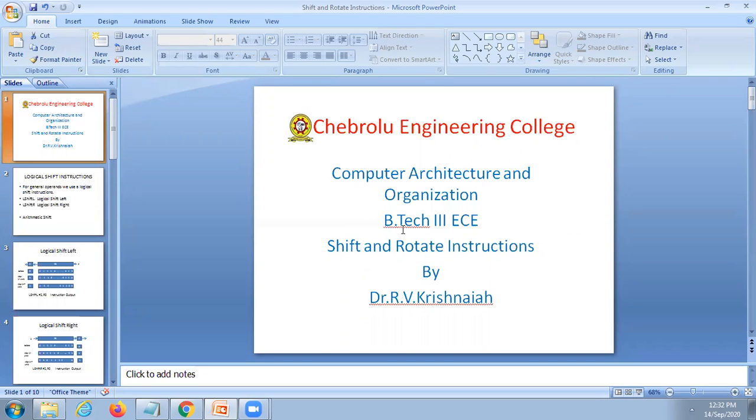Now we will discuss the shift and rotate instructions in assembly language.